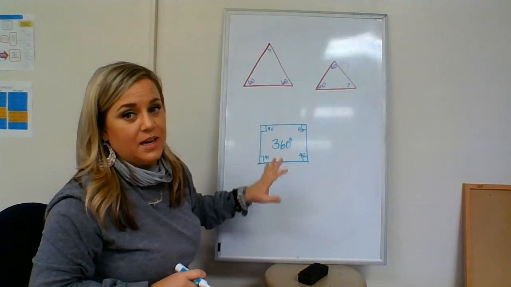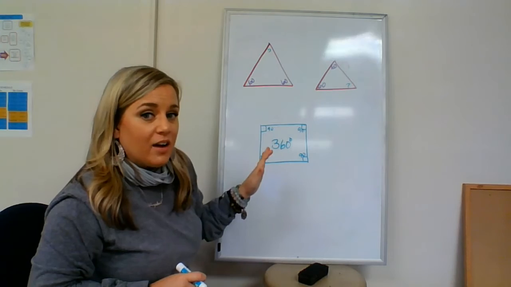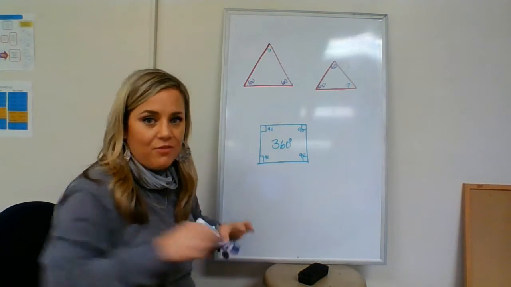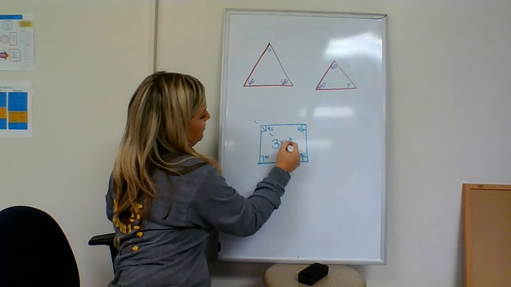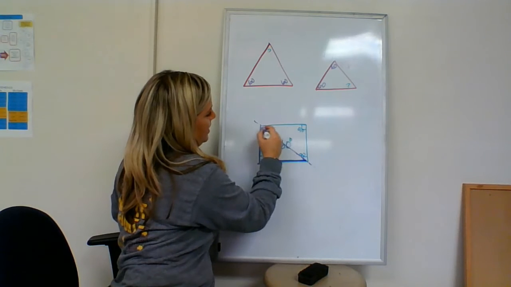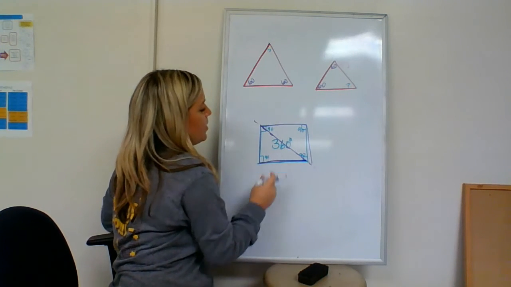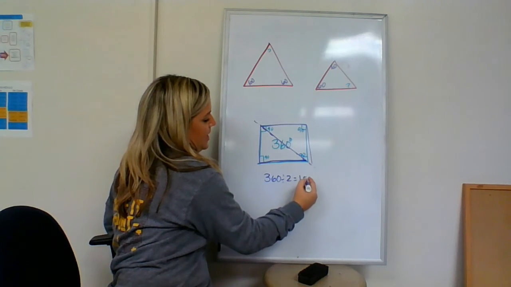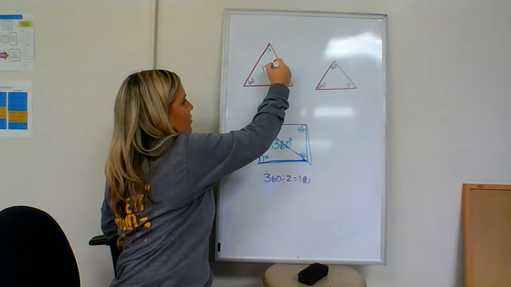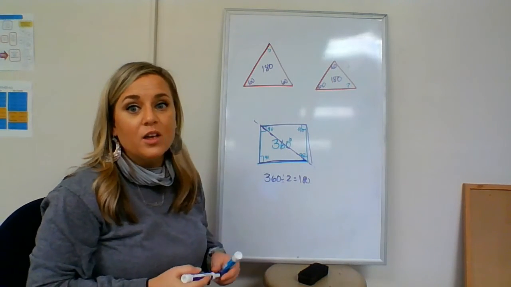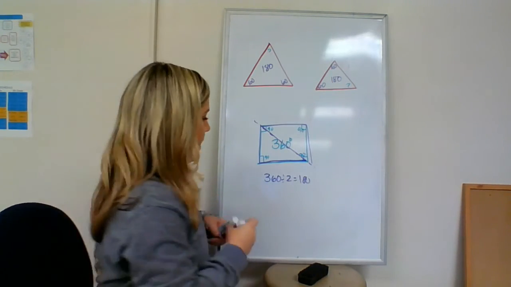But just like finding the area of a triangle, we know that we have to cut these in half. We cut this in half, and we've got a triangle here and a triangle there, right? So 360 divided in half is 180. So each triangle equals 180 degrees on the inside because they're essentially half of a square or a rectangle, however you want to look at it.